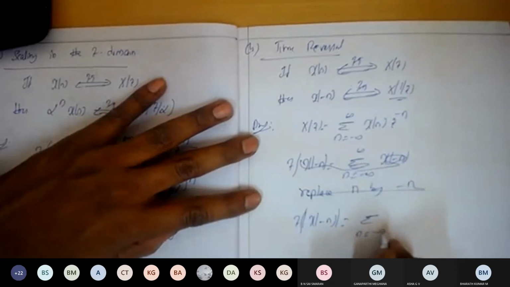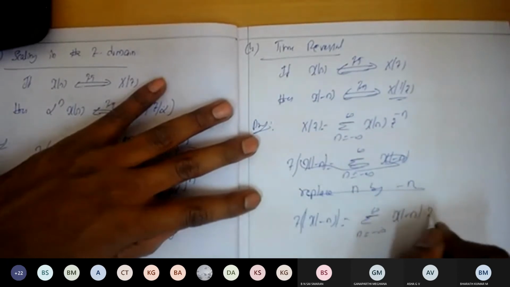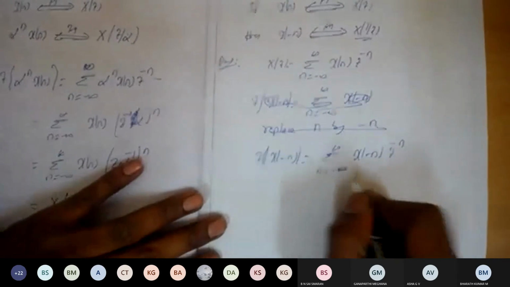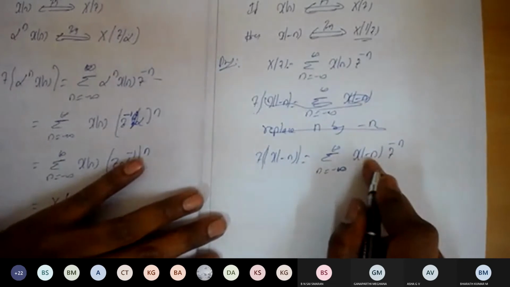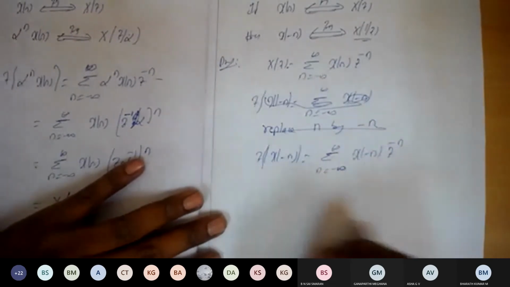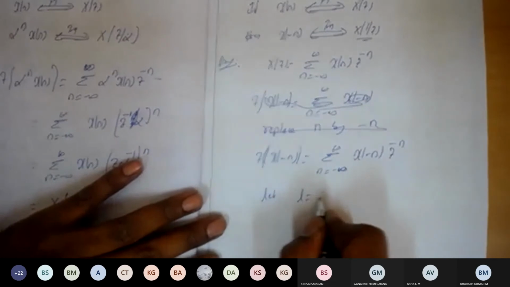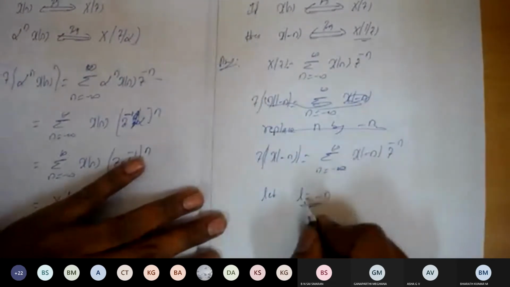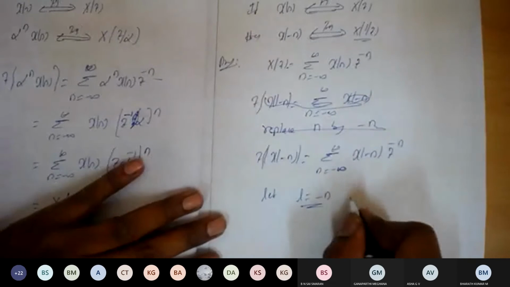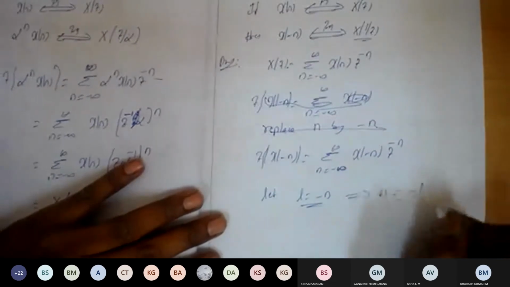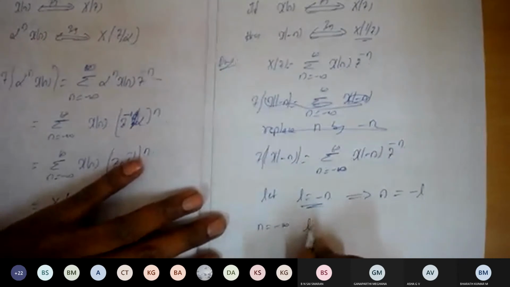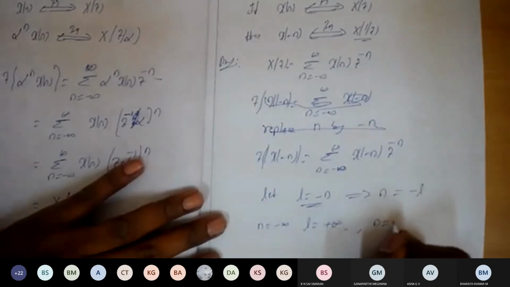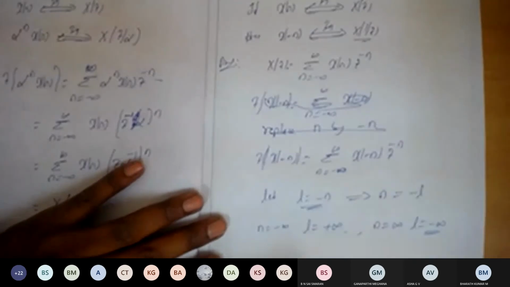So this has become summation x of minus n into z to the power of minus n. I'm taking this as the input here. So x of minus n into z to the power of minus n. Now we should have only a single term there. So what we'll do is we are going to replace minus n by L here. In place of minus n, we are going to substitute L. So this implies that n can be replaced with minus L, and the summation will become, when n is equal to minus infinity, L will become equal to plus infinity. And when n is equal to plus infinity, L will become equal to minus infinity.